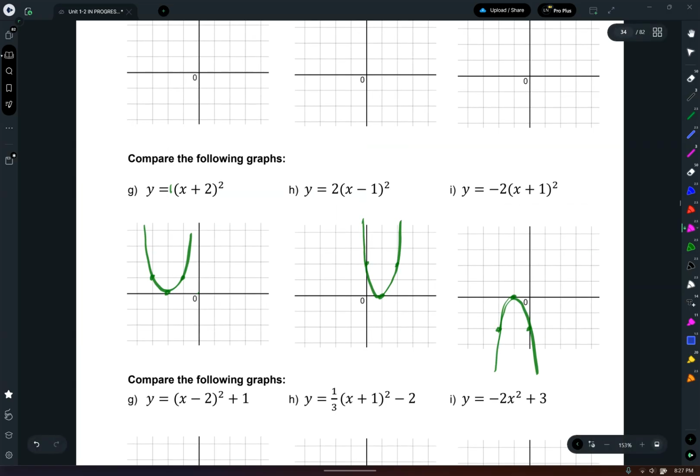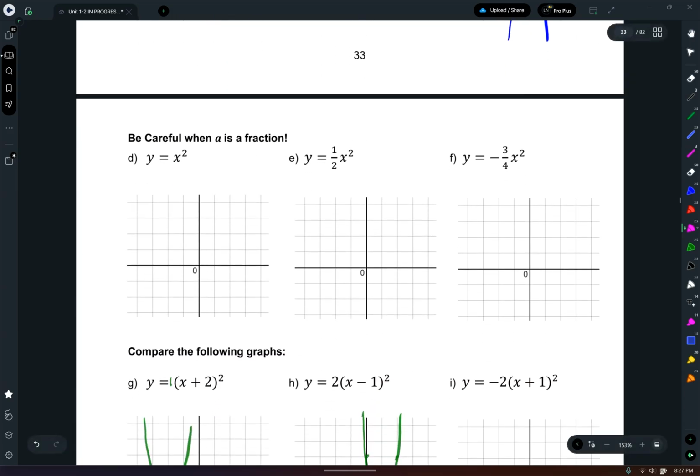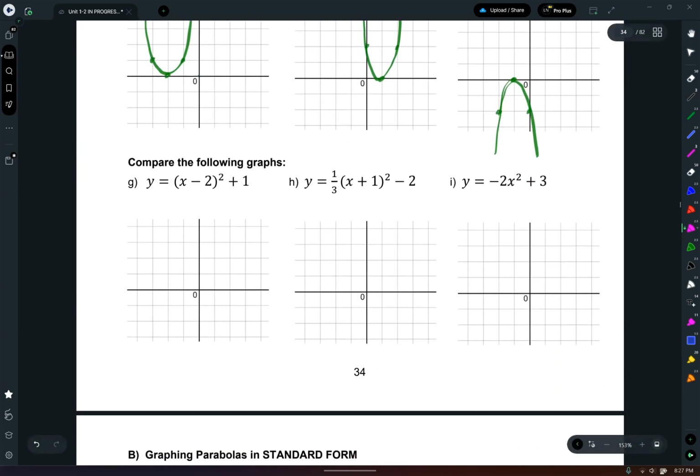And then we need to talk about what if there's a number on the outside, like this plus k. Remember, the number on the outside is a vertical shift. If it's a plus, it shifts it up. If it's a minus, it shifts it down. So let's look at letter G. I've got my basic parabola. From the origin, I'm going to go 2 to the right, and then that plus 1 at the end means up 1. So that's where my new vertex is. Then I take into account that slope idea, and I draw my graph. So you're doing all of this at once.